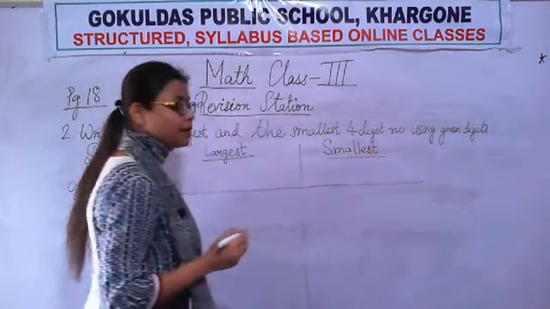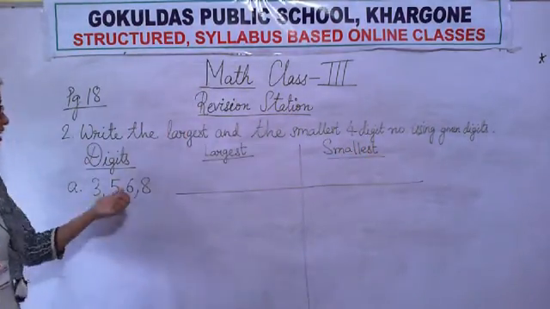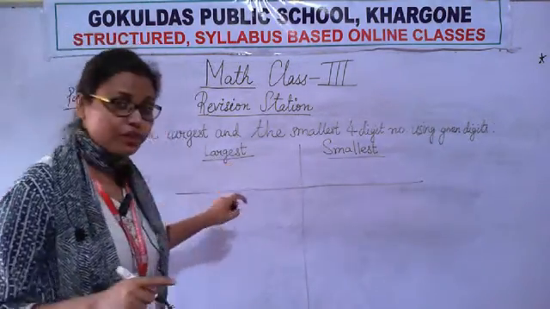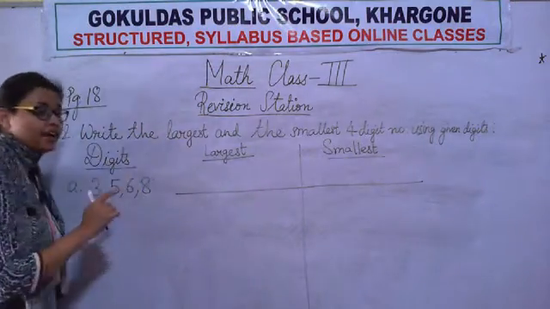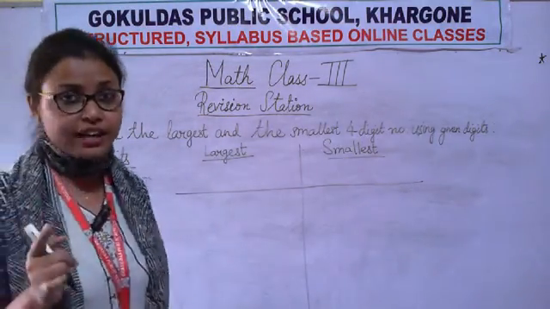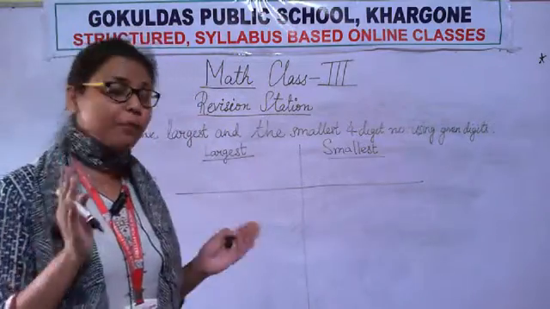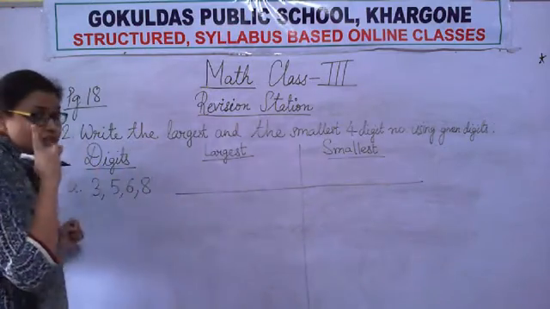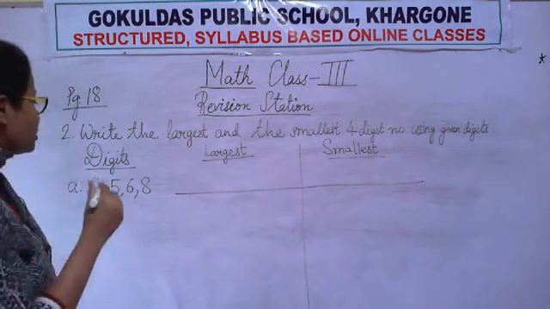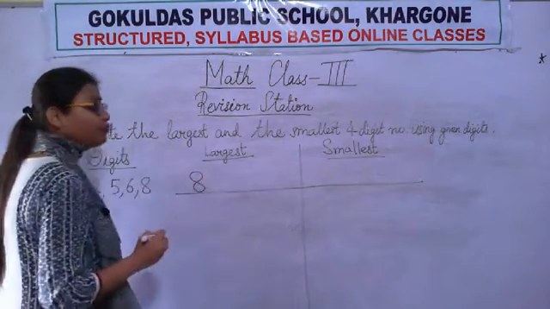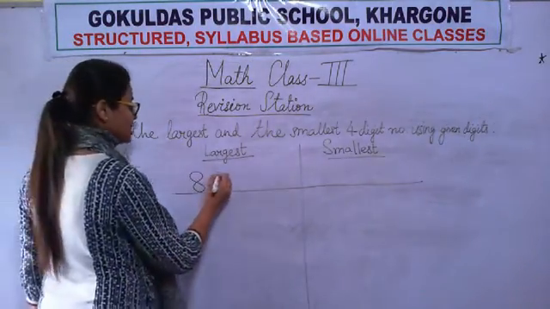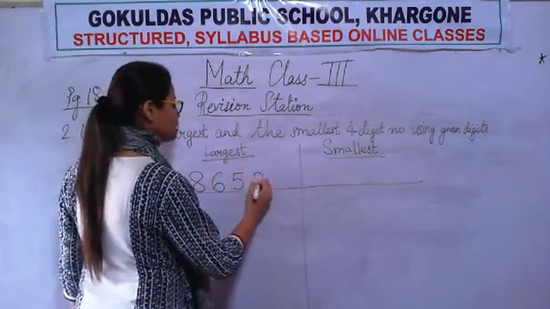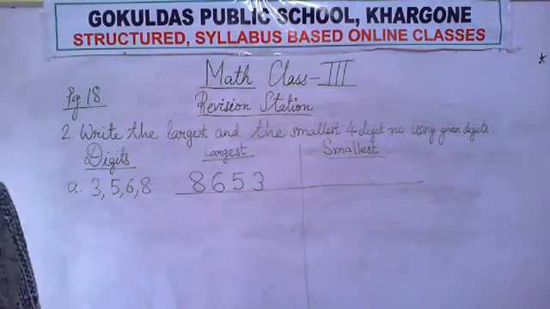I told you, in largest number we will arrange the digits in descending order. You all know what is descending order? Descending order means bade se chota. Sabse bada number, which one is the big digit from here? 3, 5, 6, 8. इसमें से सबसे बड़ा number कौन है? Yes, of course, it is 8. We will write 8 over here. After 8, it comes 6. After 6, it comes 5. After 5, it comes 3.